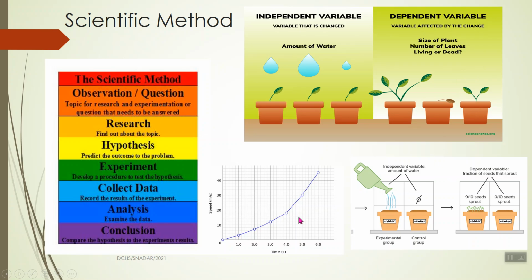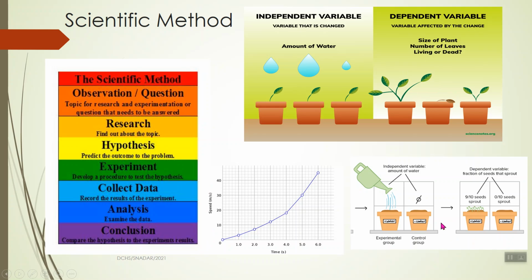Now when you plot these independent and dependent variables on a graph, always remember in this experiment, the independent variable, which is the time, goes on the x-axis, which is the horizontal axis right here, and the y-axis is the speed in meters per second. This is another experiment. I just put this data here to make sure you understand. So if I'm making a graph out of this one, the amount of water that you add goes on the x-axis, and the number of leaves on the plant goes on the y-axis.